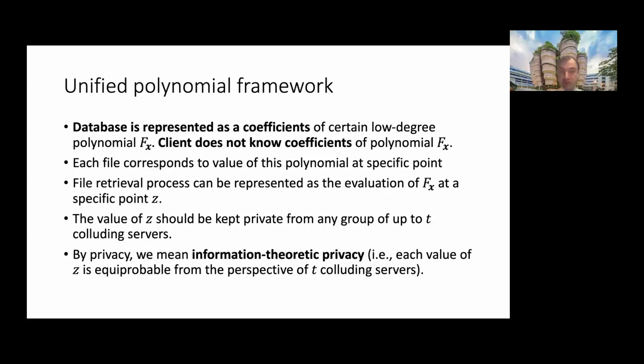and the client doesn't know the coefficients of this polynomial, because they correspond to the files of the database, which are unknown to the client. Each file corresponds to the value of this polynomial at a specific point, and the file retrieval process can be represented as evaluation of this polynomial at a specific point z. The value of z should be kept private from any group of up to t colluding servers to ensure the privacy of the index of the retrieved file. By privacy here, we mean information theoretic privacy. So each value of z is equiprobable from the perspective of any group of up to t colluding servers.